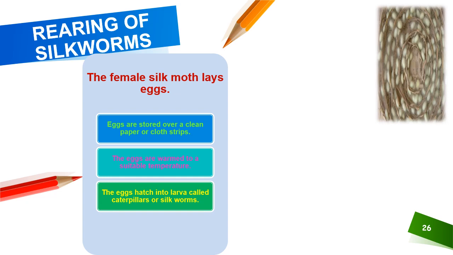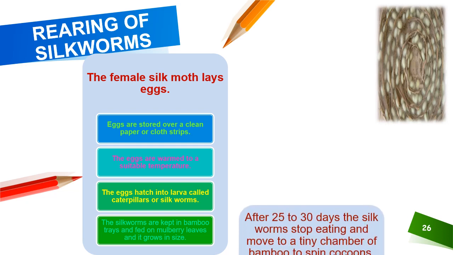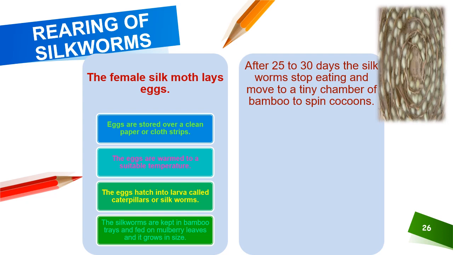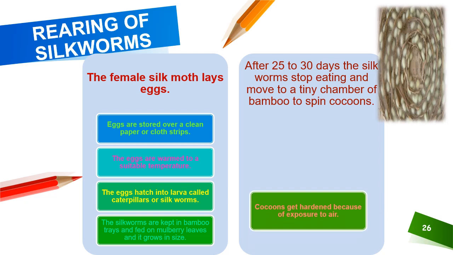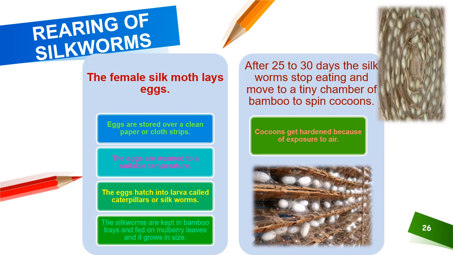Silkworms are kept in clean bamboo trays and fed on mulberry leaves. Silkworms eat day and night and become very big. After 25 to 30 days, the caterpillars stop eating and move to a tiny chamber of bamboo to spin cocoons. Sometimes small twigs are provided in the tray to which the cocoon gets attached.